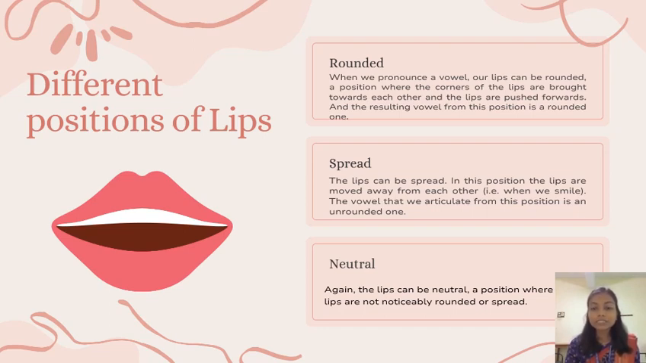So the next is spread. The lips can be spread. In this position, the lips are moved away from each other, like when we smile. The vowel that we articulate from this position is an unrounded one. Next is neutral. Again, the lips can be neutral, a position where the lips are not noticeably rounded or spread.